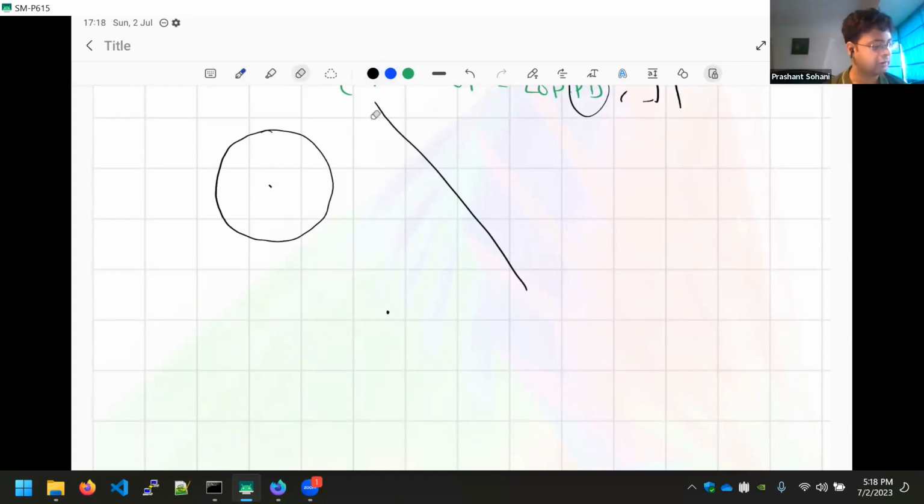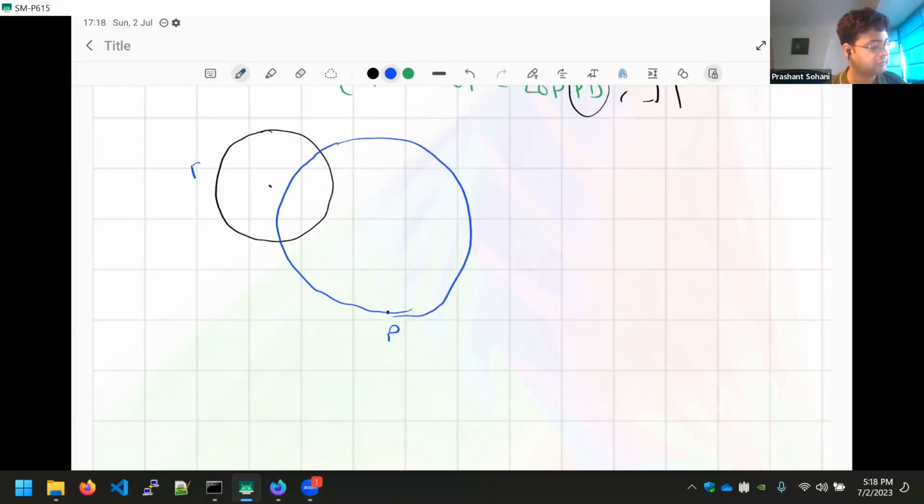In fact, don't forget the line given. I want a circle which is orthogonal to my given circle and passes through the point P. So this is the circle I want. This is the auxiliary circle which I want. So what is given to me is that this omega is orthogonal to gamma and omega passes through P.